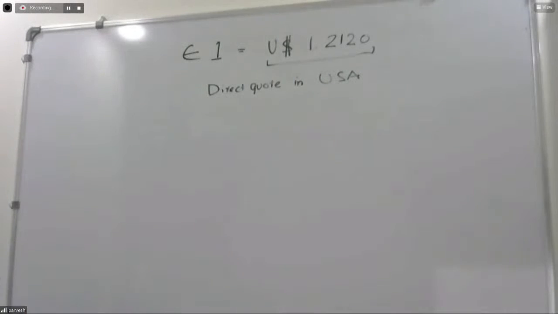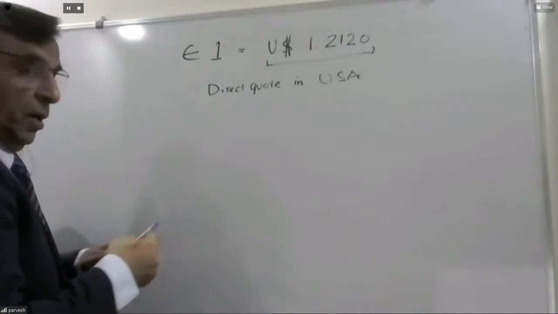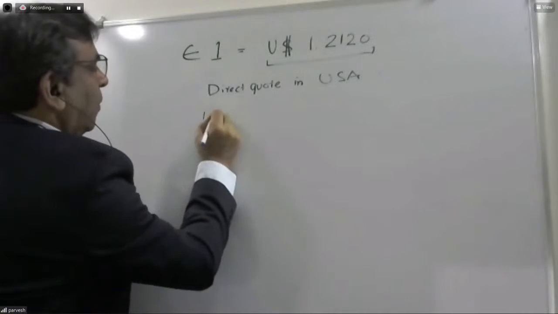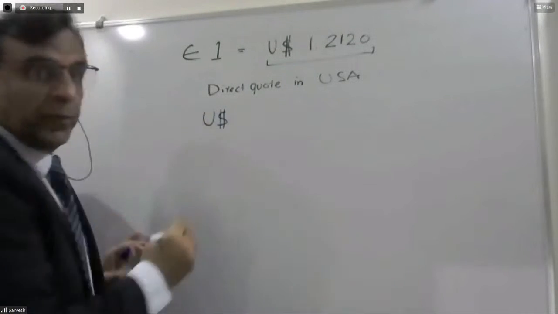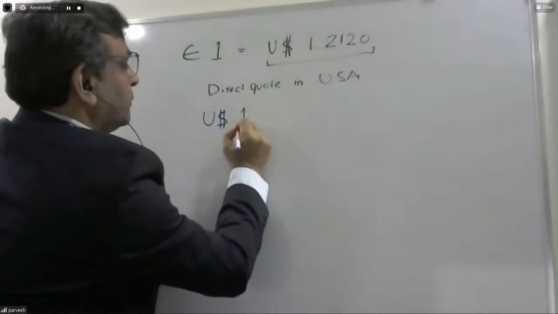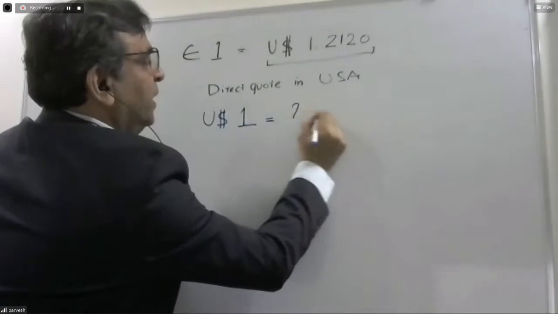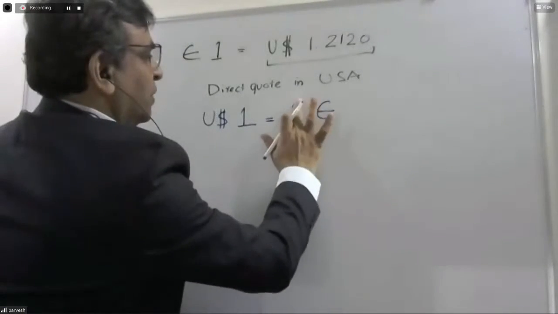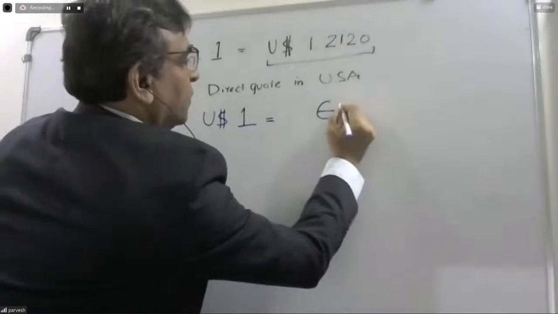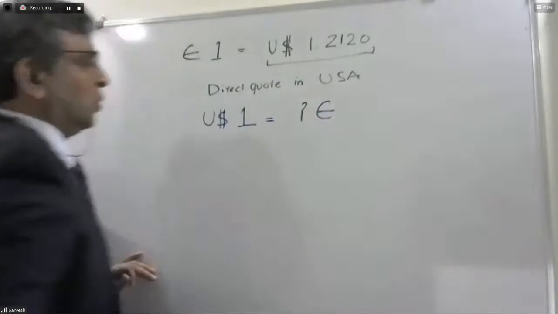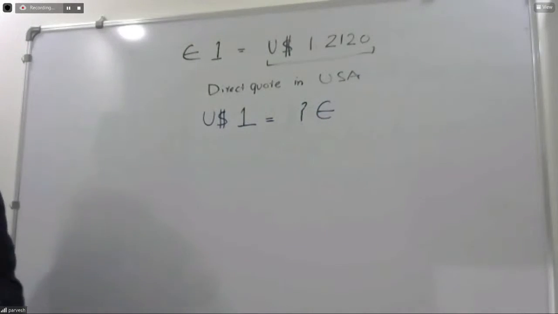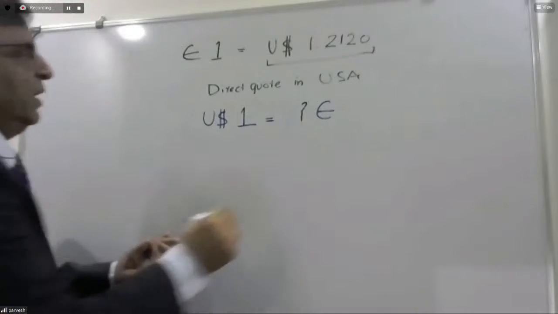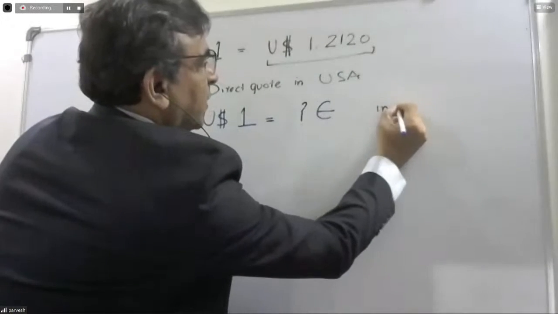Okay, I'll use a different pen. Now the question is basically: US dollar 1 is equal to how many euros? Okay, fine. So this is my question. We have to answer how many euros will be there in $1. So this is basically an indirect quote.